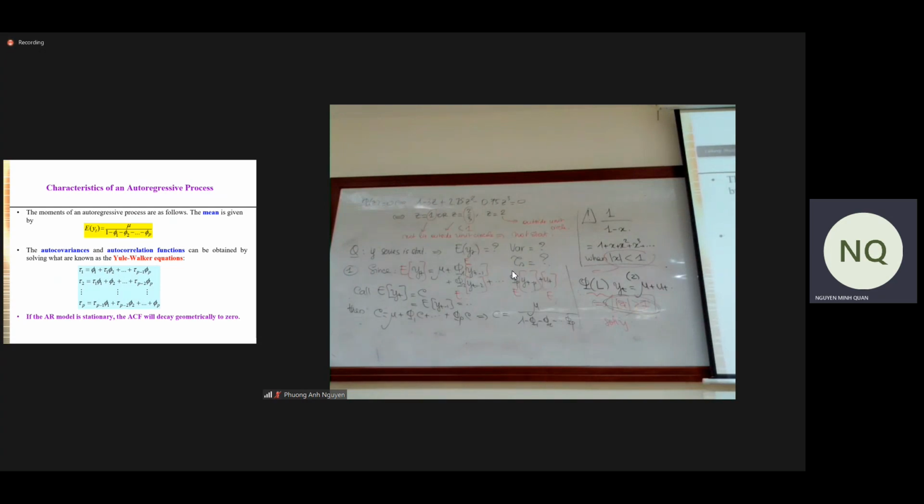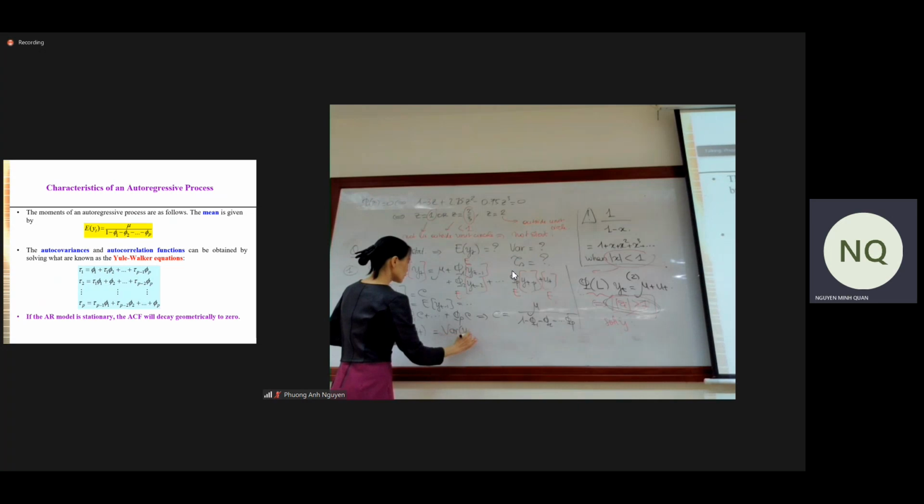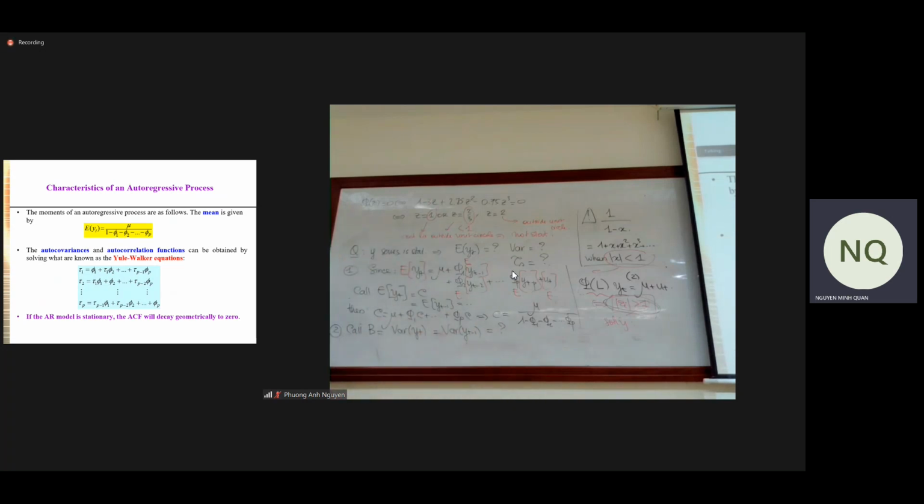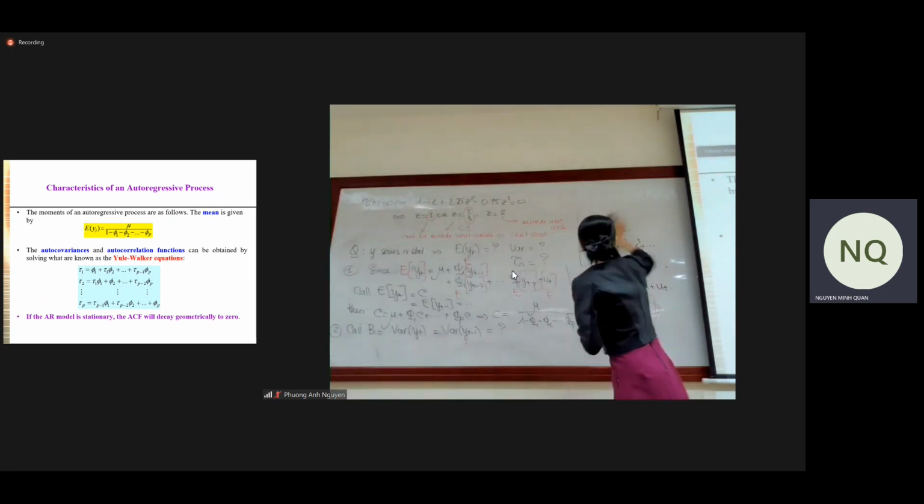How about the variance? For the variance, we try to use the same idea. Let's call it B. The variance of y_t, when the series is stationary, is constant, and is also equal to the variance of y_{t-1}, and so on. Then we like to get an equation for B. For that, I think it is easier to suppose now that mu equals 0.